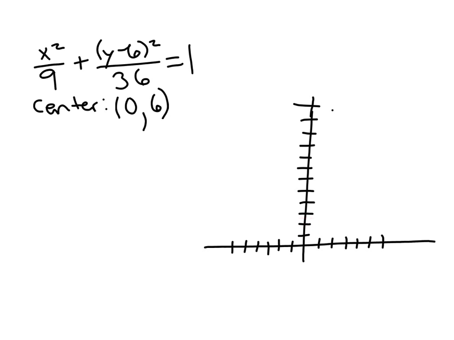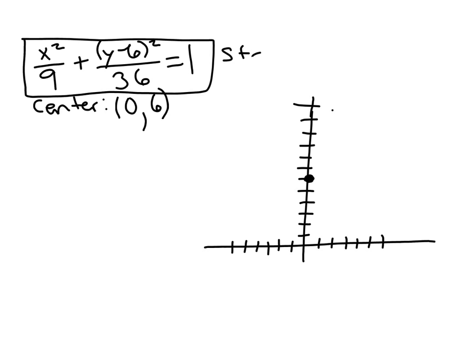So I just go 1, 2, 3, 4, 5, 6. I've sketched a little grid here. All right, there's the center. So when you graph the ellipse, you should graph the center first, and I've gotten a bit ahead of myself. So here's the standard form. That's the answer to the first part of the question.